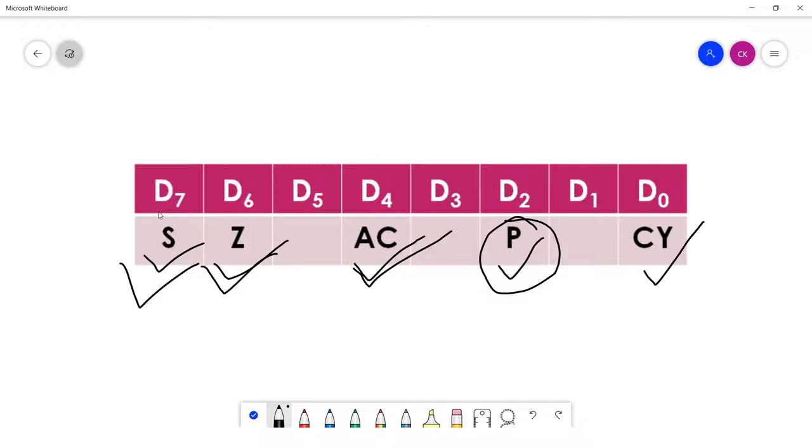And the sign flag is exclusively used for signed numbers. If the result of the operation is positive, then the sign flag will be 0, that is reset. And if the result of the operation on signed numbers is negative, then the sign flag will be set. So these are the flags that we discussed in the previous lecture with examples. If you have not seen my previous lecture, then kindly watch it before starting this lecture.